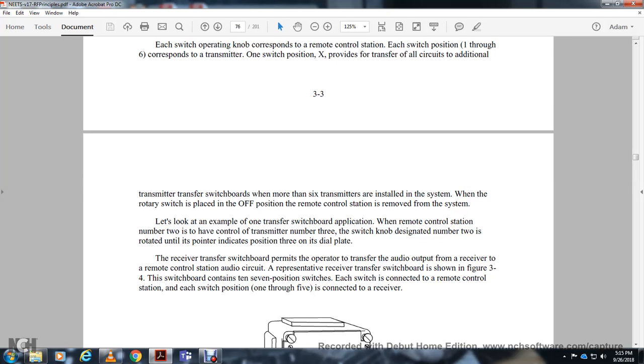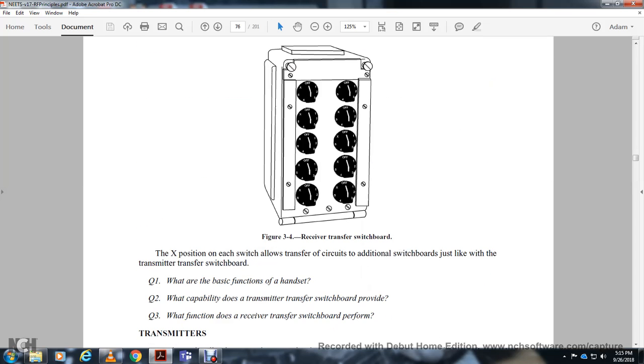They represent the receiver, the transformer, and the switchboard, as shown in figure 3.14. The switchboard contains 10 positions. Each of the switches is connected with the remote control station. Each switch position, 1 through 5, is connected with the receiver.